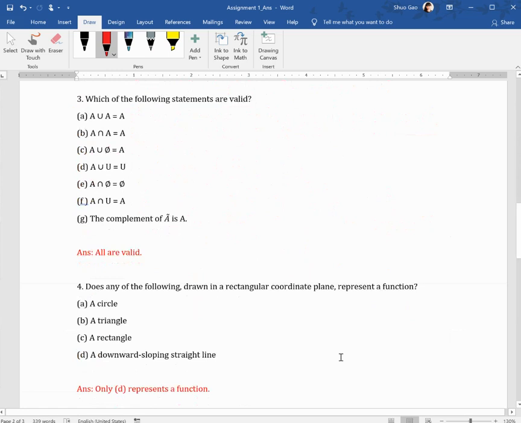And question 3, which of the following are valid?